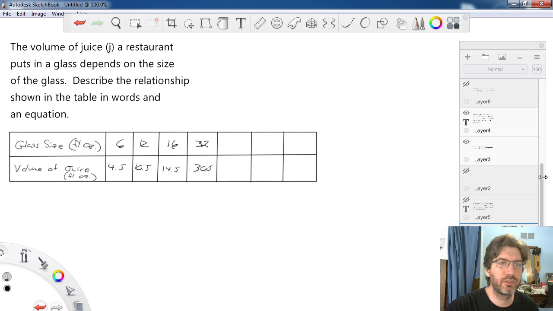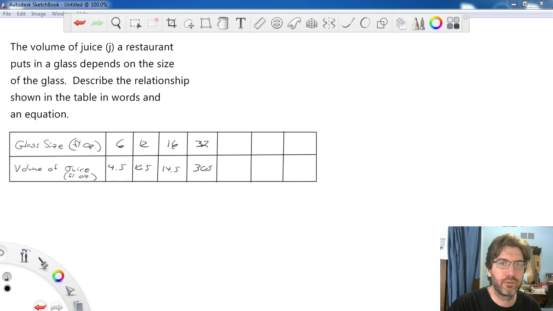So this one here says, the volume of juice, which we're going to call J, a restaurant puts in a glass depends on the size of the glass. So which one is the dependent variable and which one is the independent variable? Well, it tells you that the volume of juice is going to be your dependent variable because it depends on the volume of the glass, right?